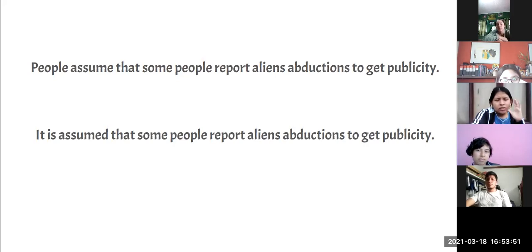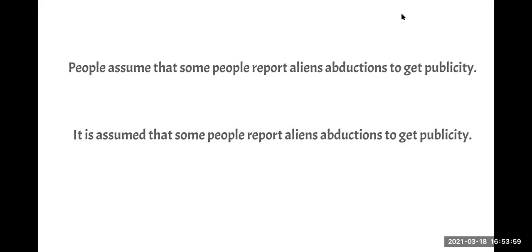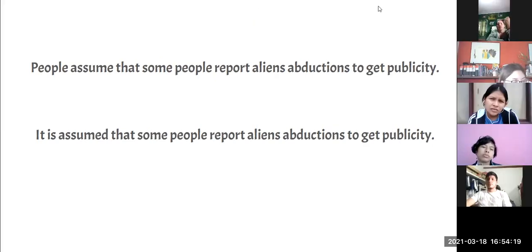Teacher, maybe in the second sentence all the people believe that some people report aliens, but in the first only a group of people. Okay, so you think that in the first one you refer to a group of people, and in the second to all the people, like this? Yeah. Okay. Anybody else?